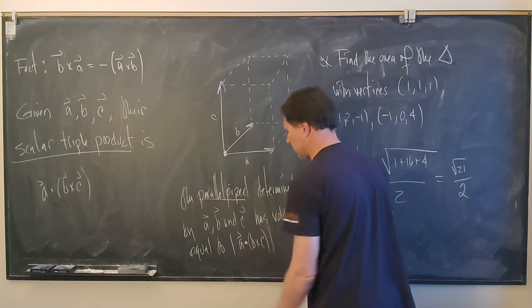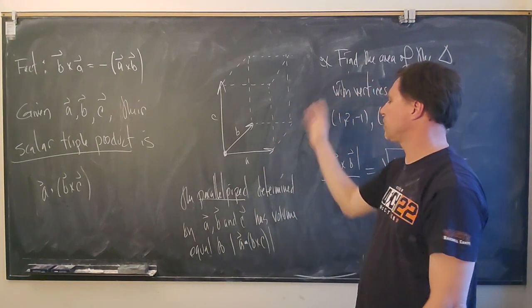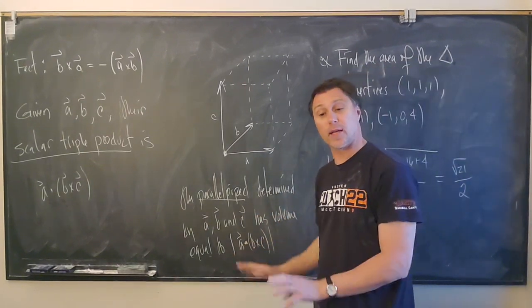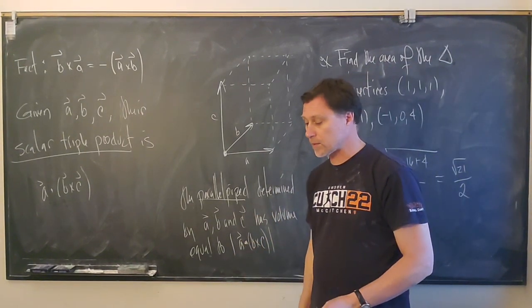So that's a good place to leave off. I think there's a homework or two that asks you to compute volumes of parallelepipeds. And so you just compute the scalar triple product and then take the absolute value. Okay, so we will see you next time.